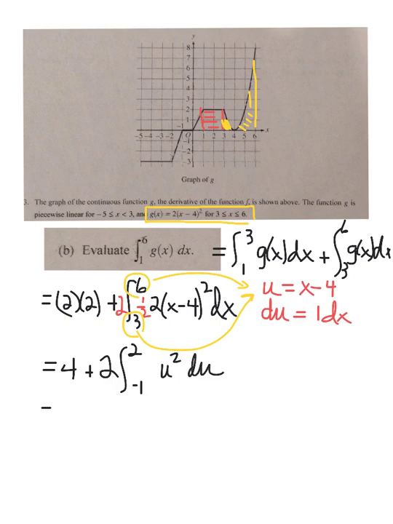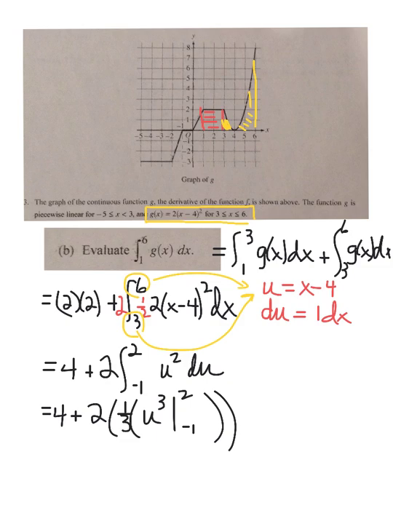All right, so let's keep going. So that's going to be 4 plus 2, and then that's going to be 1/3 u to the 3rd, and we're going to evaluate this from -1 to 2. Okay, I'm going to combine those guys right there. Okay, so that's going to be 4 plus 2/3. All right, so let's plug in the top bound. So 2 to the 3rd is 8 minus -1 to the 3rd, which is -1.